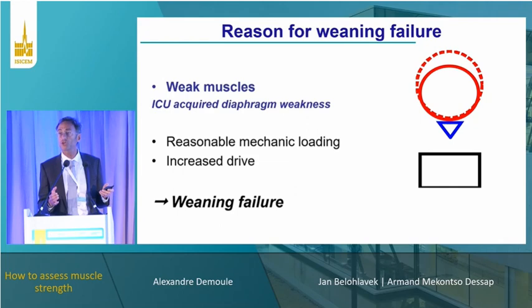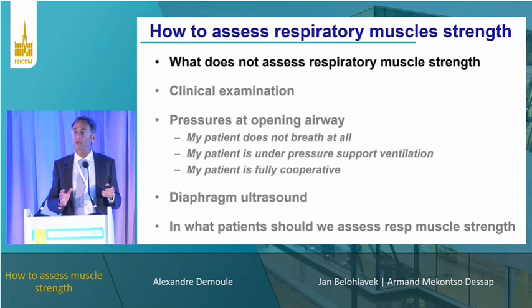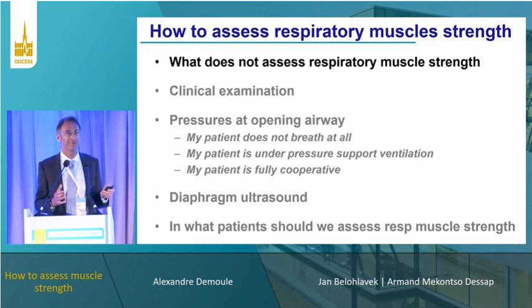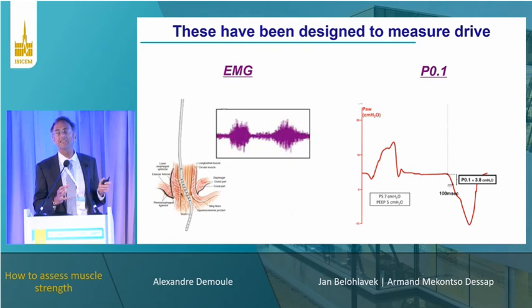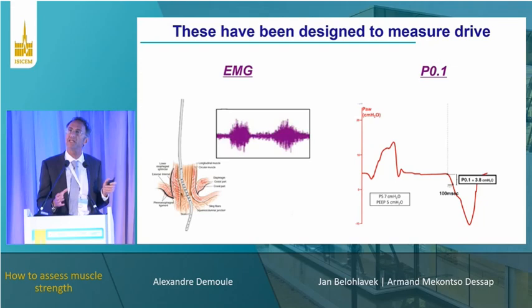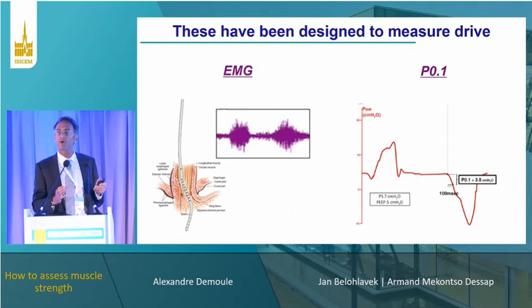So first, what does not assess respiratory muscle strengths? This is an important issue. Many things do not assess respiratory muscle strengths, obviously, but many people ask me about EMG and PO1. Although those two signals can give you information regarding respiratory muscle strengths, they have been mostly designed to measure drive. I said mostly designed to, so it's possible to use them to assess, in some respect, respiratory muscle strengths, but they have not been primarily designed for this. So I won't deal with those markers.